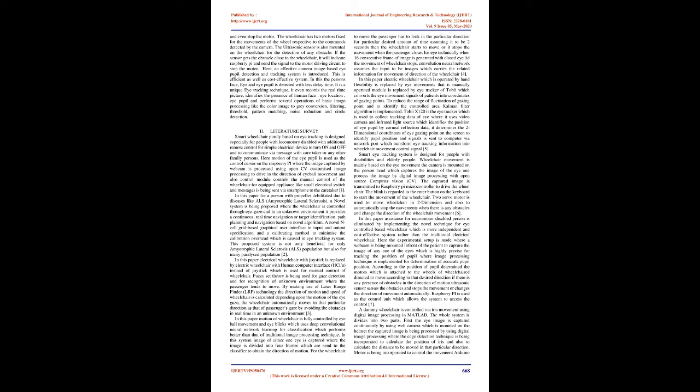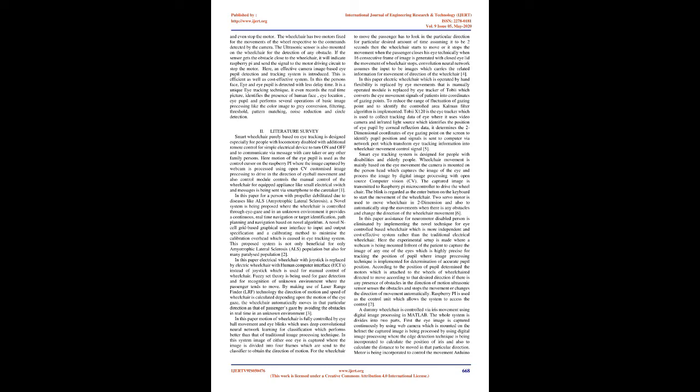2. Literature survey. A smart wheelchair purely based on eye tracking is designed especially for people with locomotor disabilities, with additional remote control for simple electrical devices to turn on and off and to communicate via message with a caretaker or other family persons. Here, the motion of the eye pupil is used as the control cursor on the Raspberry Pi, where the image captured by the webcam is processed using customized OpenCV image processing to drive in the direction of eyeball movement. The control module also controls equipped appliances like small electrical switches, and messages are sent via smartphone to the caretaker.